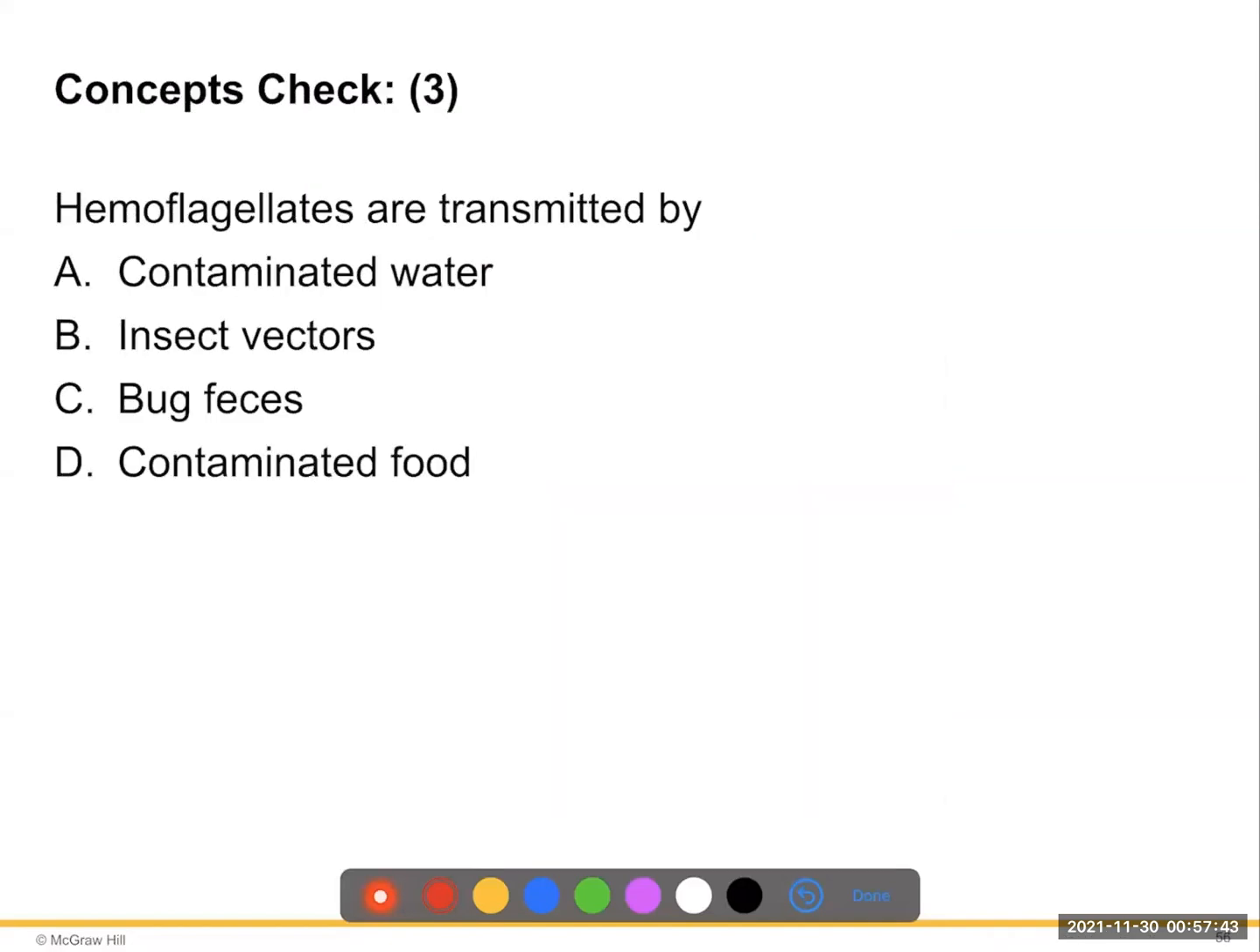So the hemoflagellates are transmitted by contaminated water, insect vectors, bug feces, or contaminated food. Aren't they blood-borne vectors like insects? Yeah, they're usually a blood-sucking insect that would do it. Yep, insect vectors, because they withdraw the blood and transfer it to the organism. Perfect. So they're insect vectors, any blood-sucking vectors.